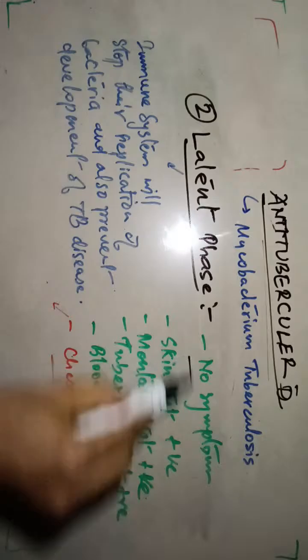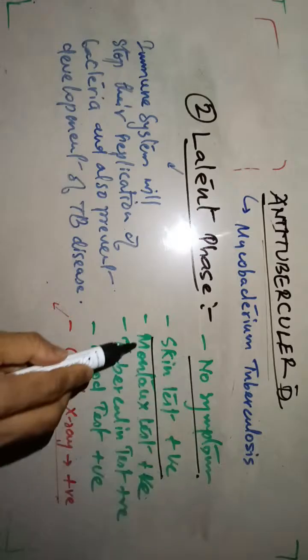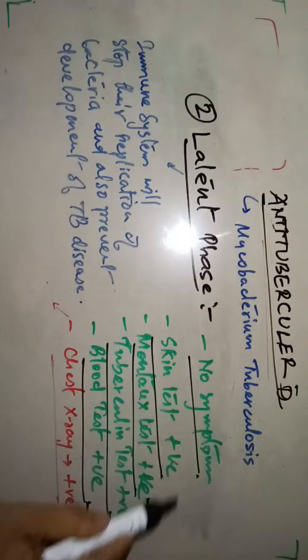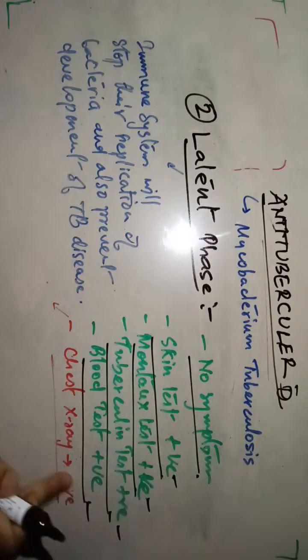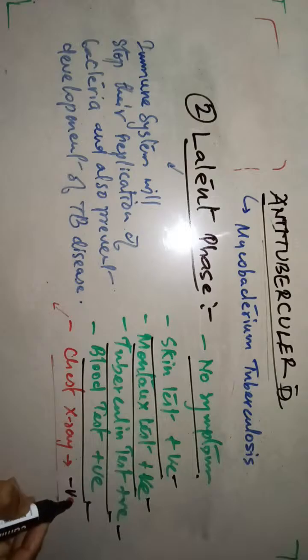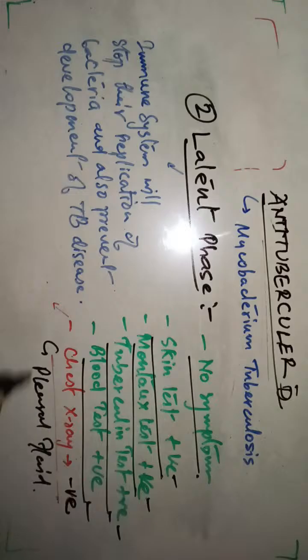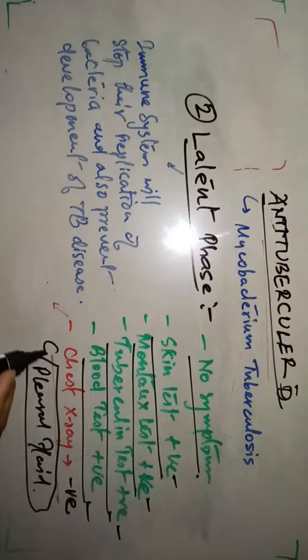No symptom will be there. Skin test positive, Montoux test positive, tuberculin test positive, blood test positive. All are positive except the X-ray test. Sorry, the X-ray test will be negative in that case. It will be seen only in the third phase. In that case, we will see the presence of pleural fluid, and it will be only in the third phase, because the third phase is the most dangerous phase.